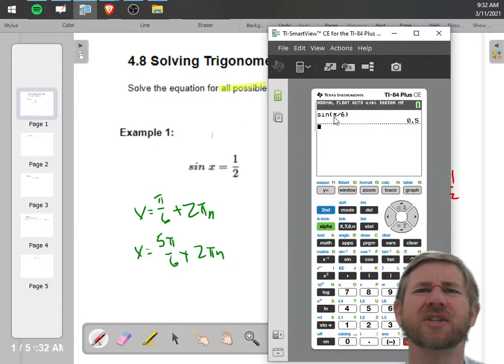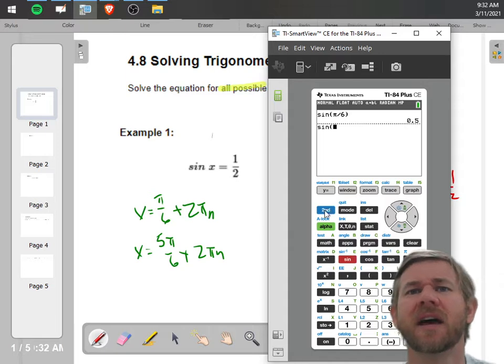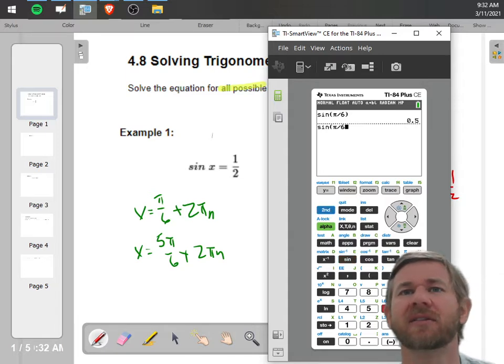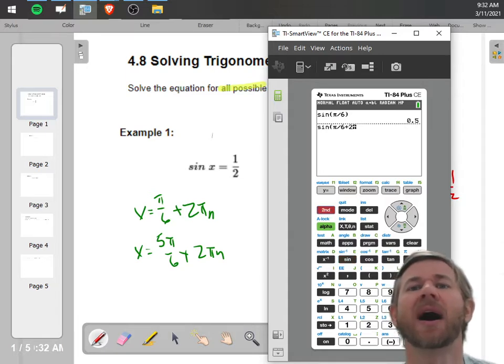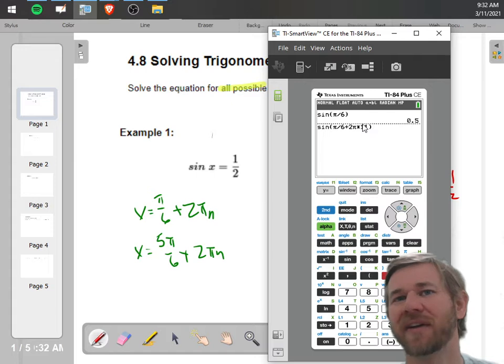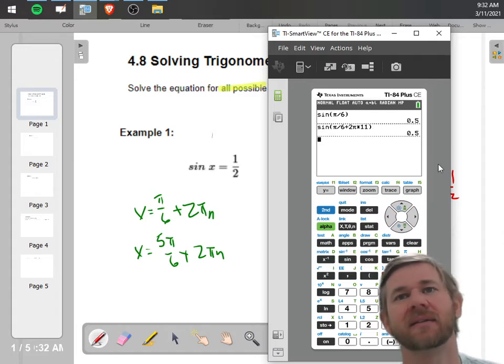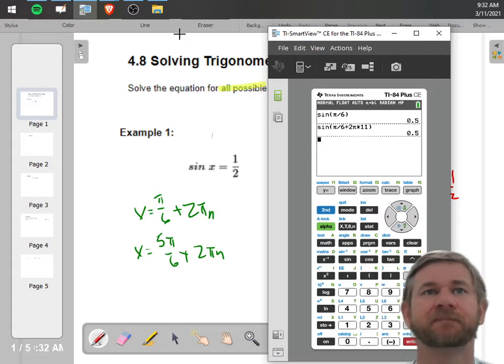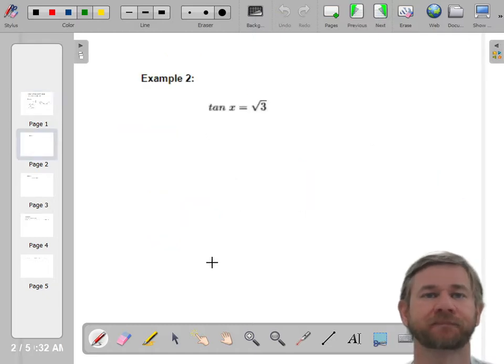And if I try and check that, let's just see. The sine of pi over 6 plus 2 pi, and let's say n is 11. So any value that I put right here, I should still get 1/2. So I know I did it right. Cool. Let's try another one.